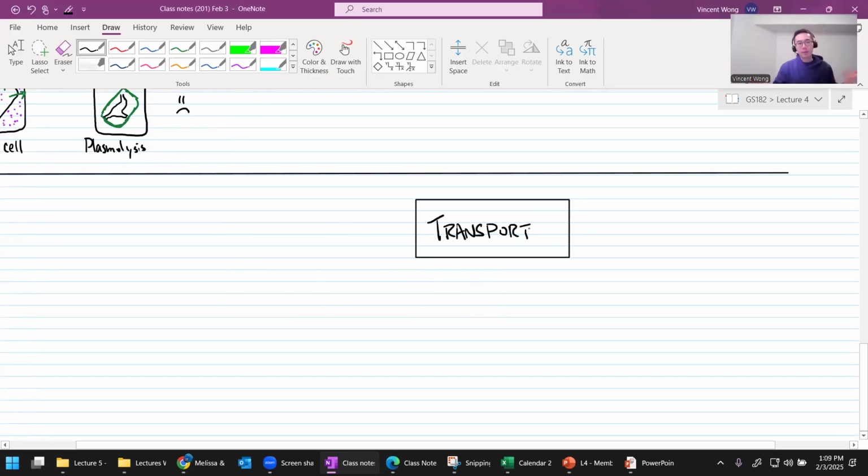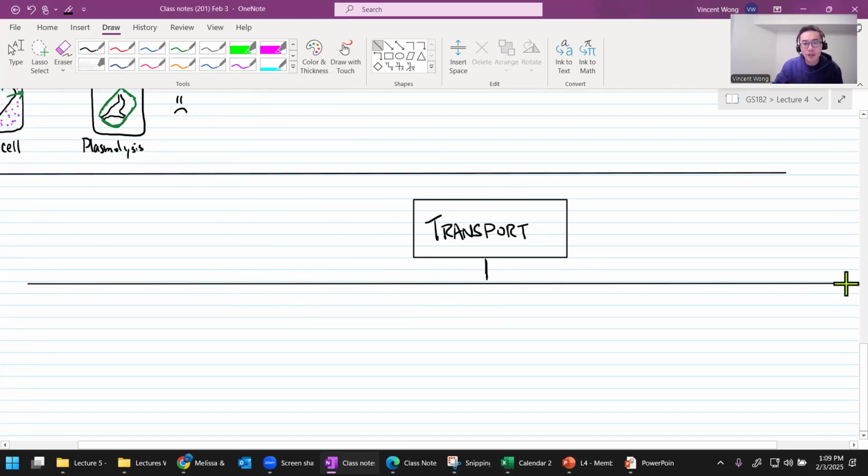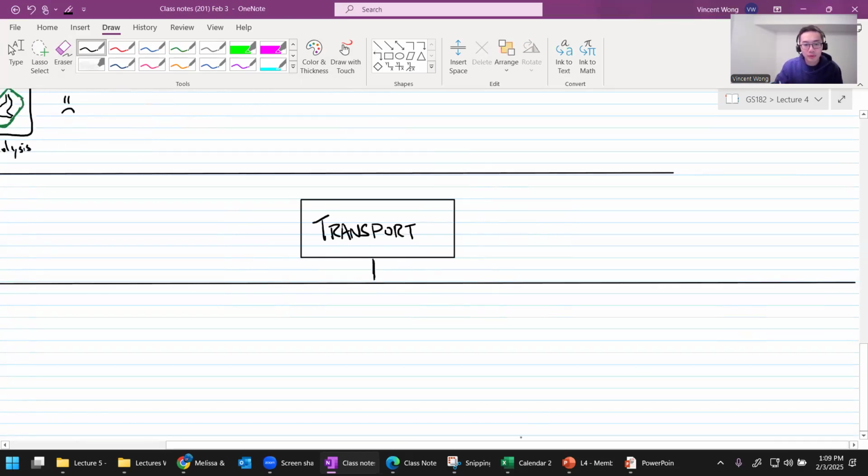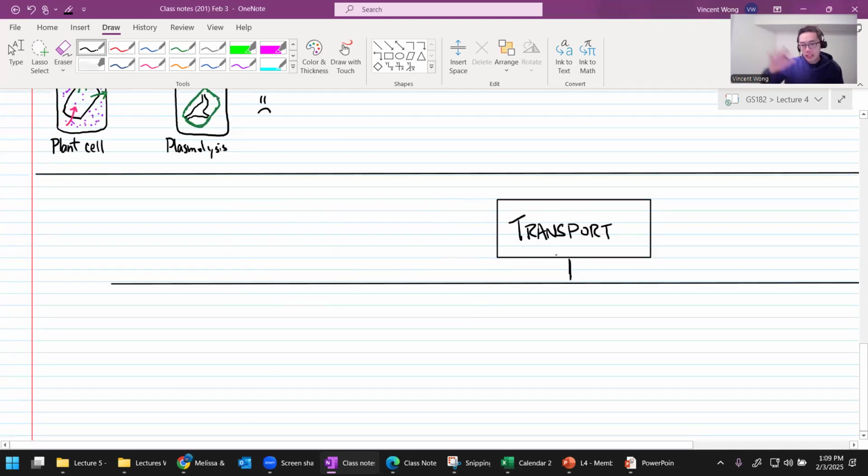Okay, and of course, I'm talking about transport across the cell membrane. We're going to try to move things into or out of the cell. And there are different ways to do it, depending on what you are trying to move across and depending on the relative concentration of the things you're trying to move across. Okay, so we're going to have 2 main categories on the left here. I'm going to do passive transport first. Passive transport.